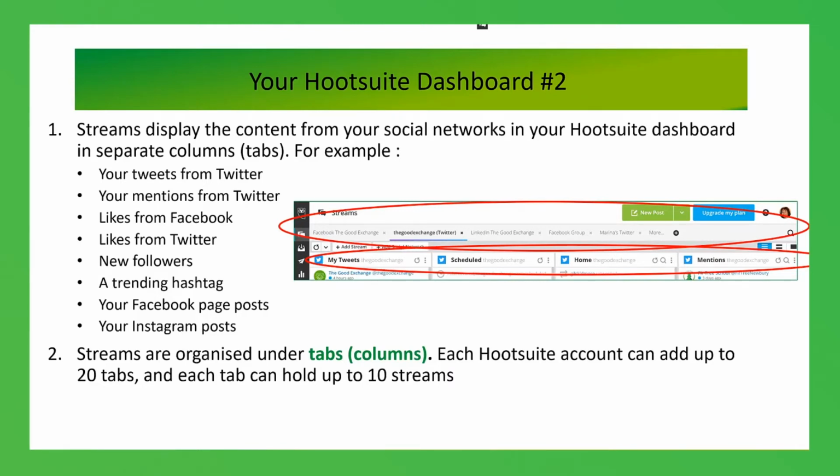Streams are organized underneath these tabs here. And each Hootsuite account, you can add up to 20 tabs. And each tab can hold up to 10 streams. So you can see here, we've got the Twitter tab, and then we've got these individual streams underneath it.